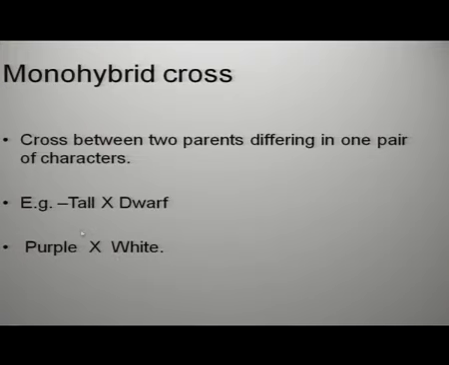If we are using the character color of the flower, then the contrasting characters are purple and white. So, from these 2 examples, we can make so many examples out of these 7 pairs of contrasting characters. In this example we are using only 1 pair of contrasting characters, 2 parents are involved and they differ in only 1 pair of contrasting characters. So, it is an example of a monohybrid cross.